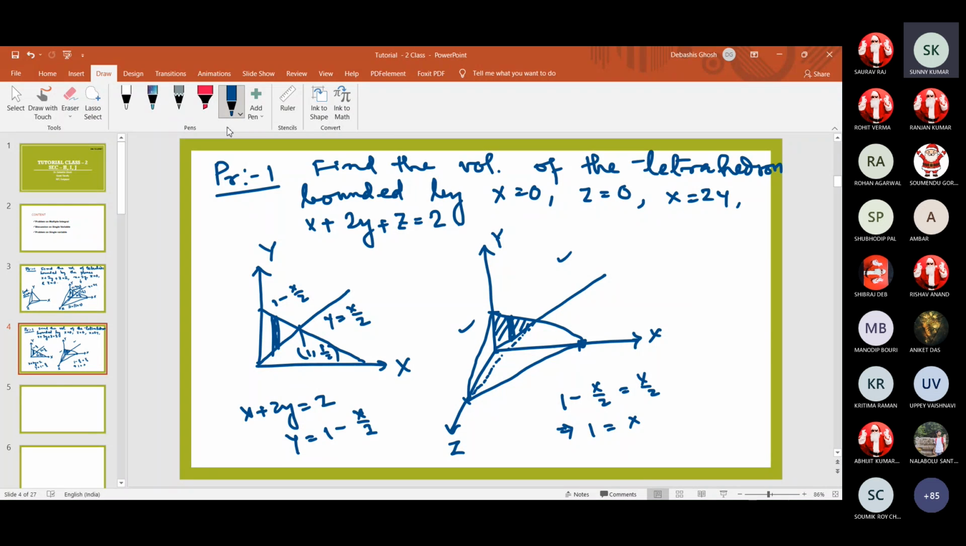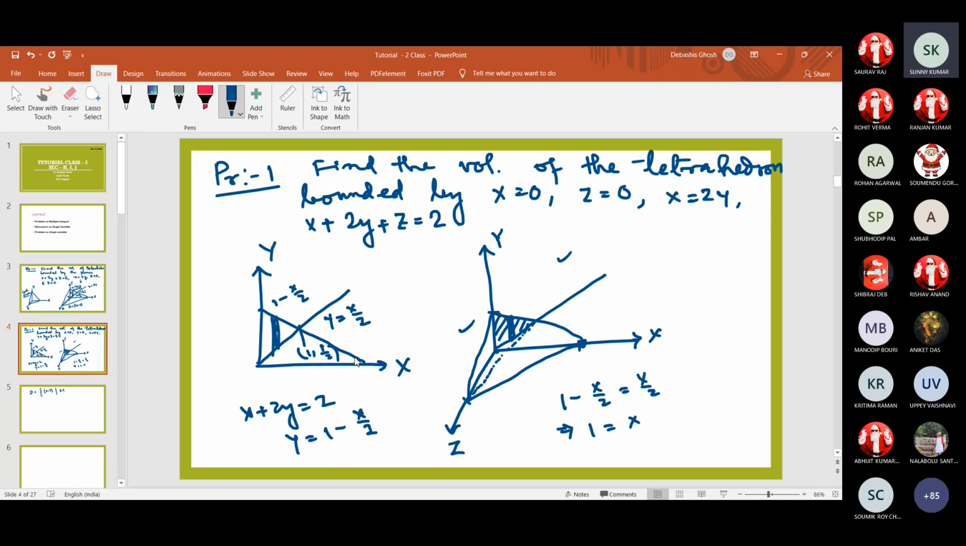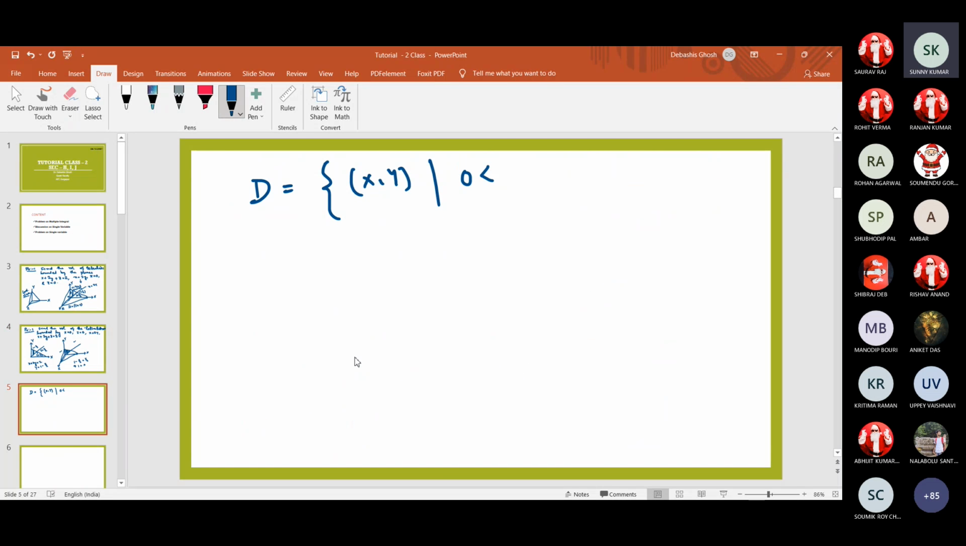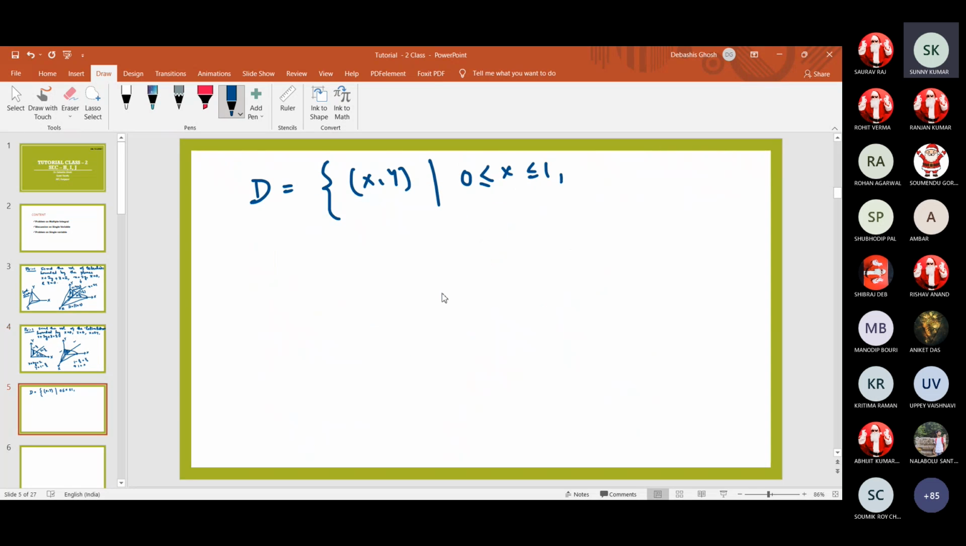So therefore the domain on which we are taking the integration, that is D, equals the set of (x, y) such that 0 ≤ x ≤ 1, and y has its range from the lower limit x/2 to the upper limit 1 − x/2. That is, x/2 ≤ y ≤ 1 − x/2.